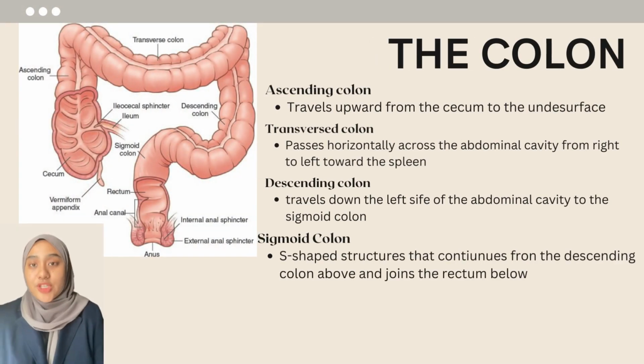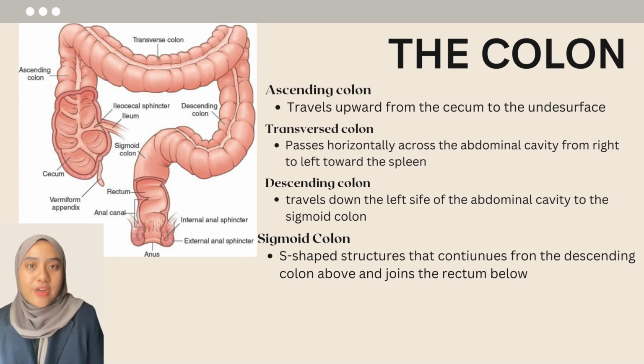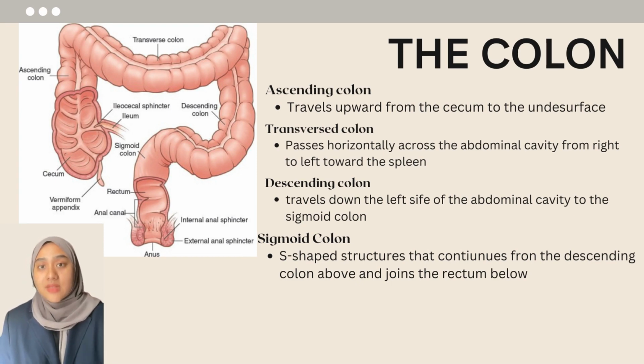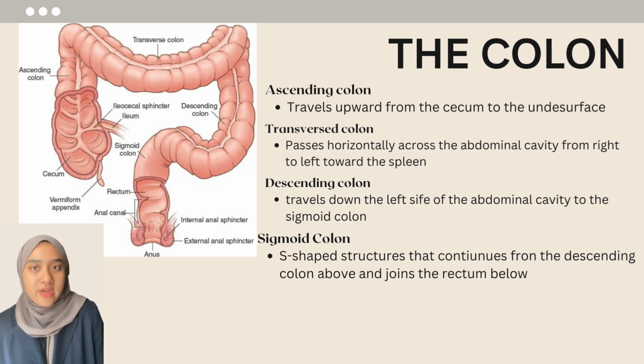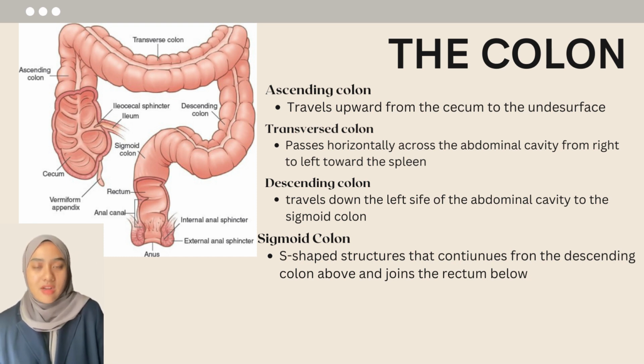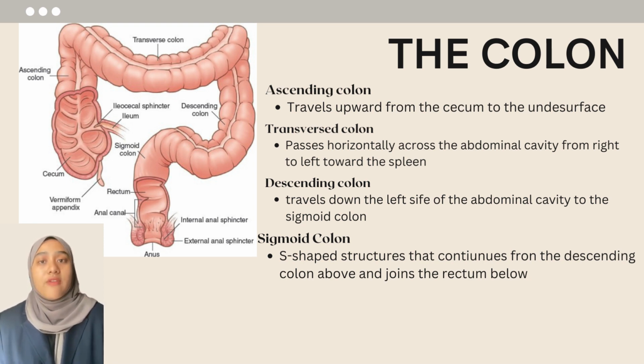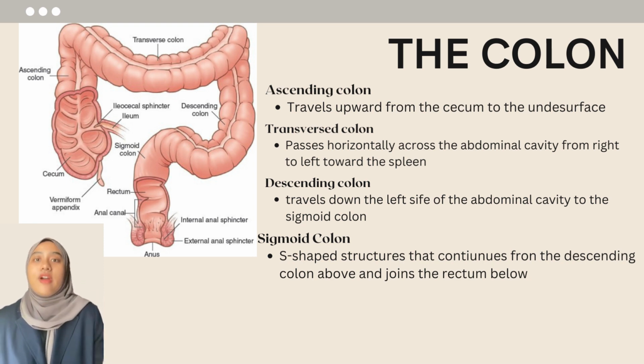Next, the colon, which is the longest portion of the large intestine, is subdivided into 4 parts. Firstly, the ascending colon travels outward from the cecum to the undersurface of the liver. Ascending means outward. Secondly, the transverse colon passes horizontally across the abdominal cavity from the right to the left toward the spleen. Transverse means across.